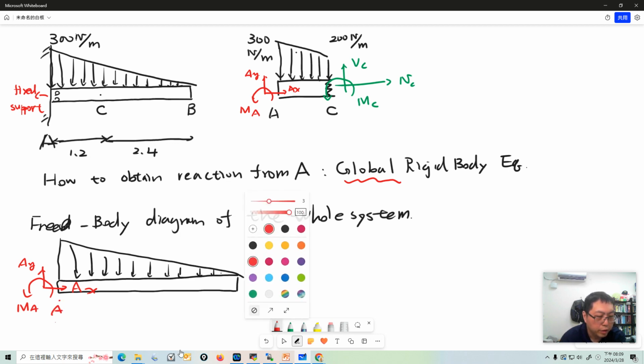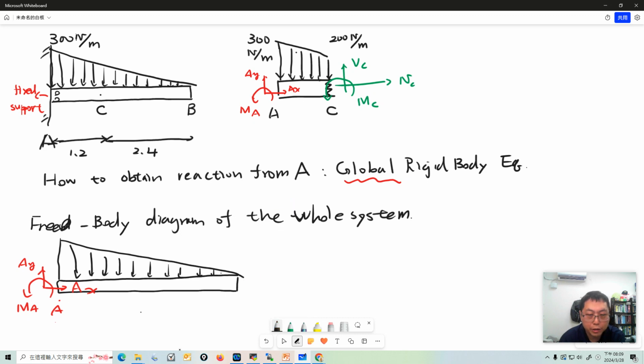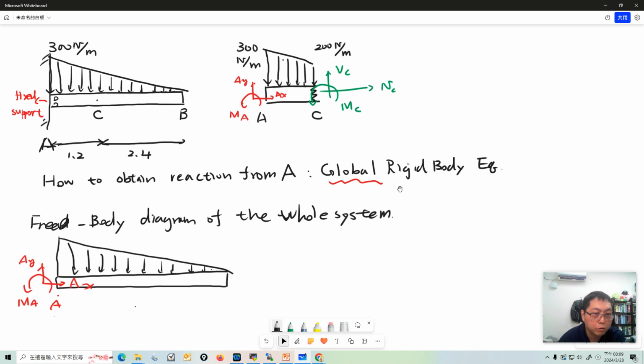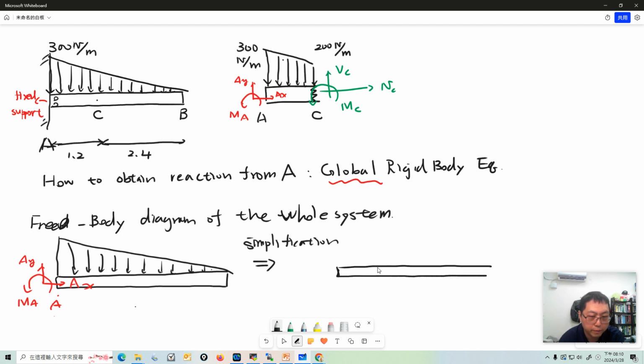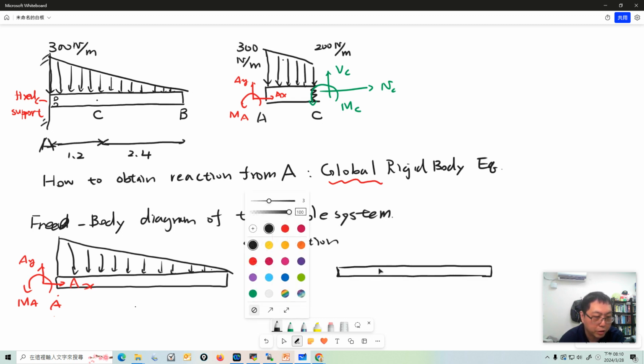So for the whole system, we want to do the global rigid body equilibrium. This is the force diagram here, but we need to do the simplification, because this is a distributed load. So what do we have?